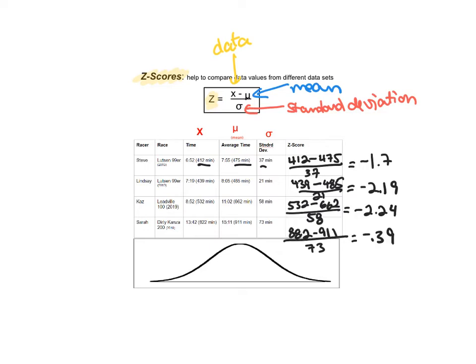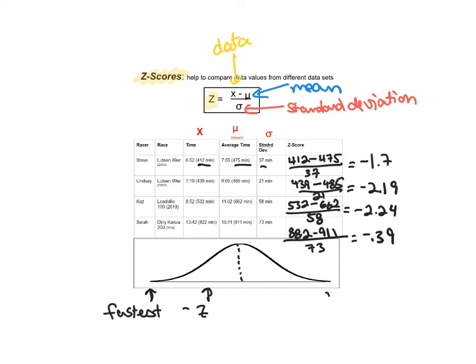So I found the Z-scores for all of these. Notice they're all negative, which means that if this was the mean for all of these races, the negative Z-scores show up to the left. The people who are all the way over here, the furthest from the mean in terms of negative standard deviations, they were the fastest.